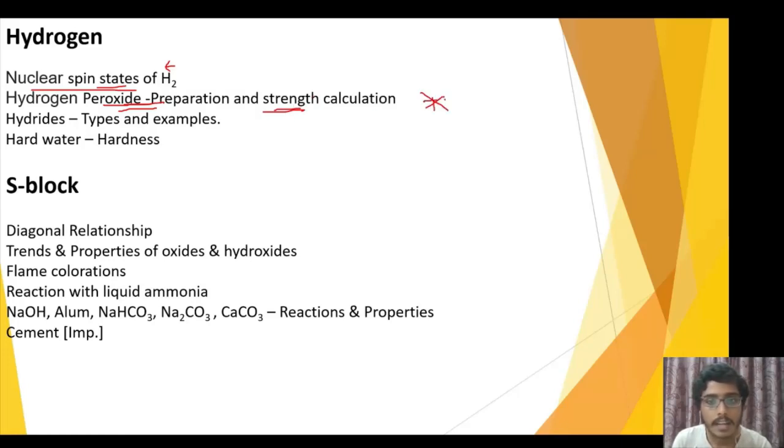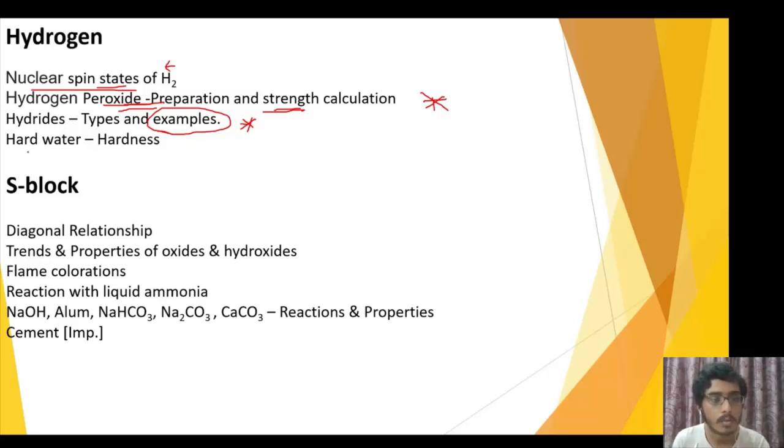Next is hydrides. Now the types of hydrides along with their examples. They will give you the name of a hydride and may ask you its type. So for that, this is given clearly in NCERT. You must go through the types and the examples of the hydrides.